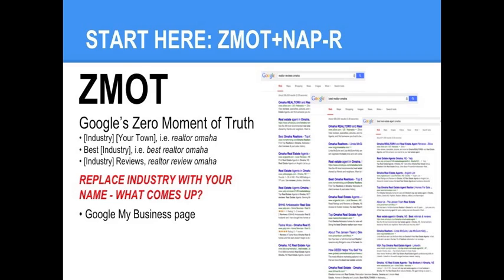The next search is best industry town. So, I don't just want any realtor. I want the best realtor. So I type in best realtor Omaha, see what comes up. And then people also search for reviews. So they'll type in the industry, and then they'll hit reviews.